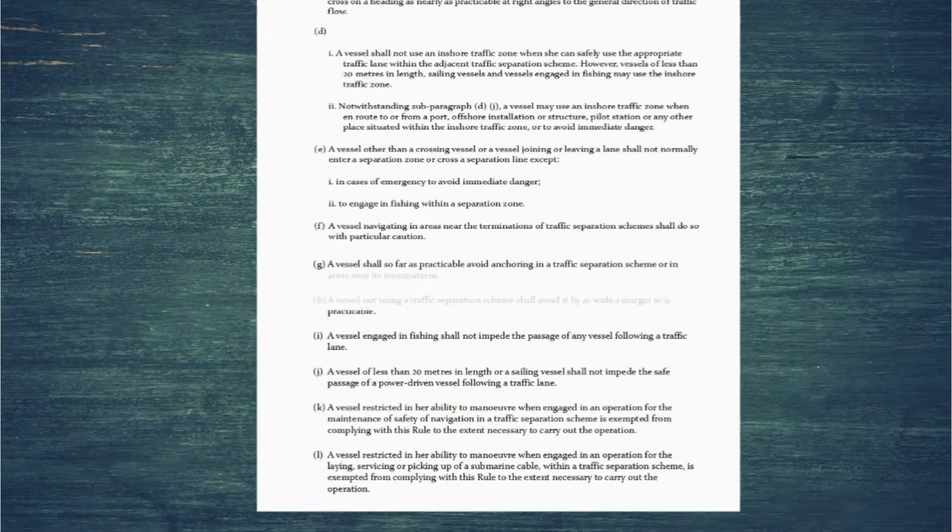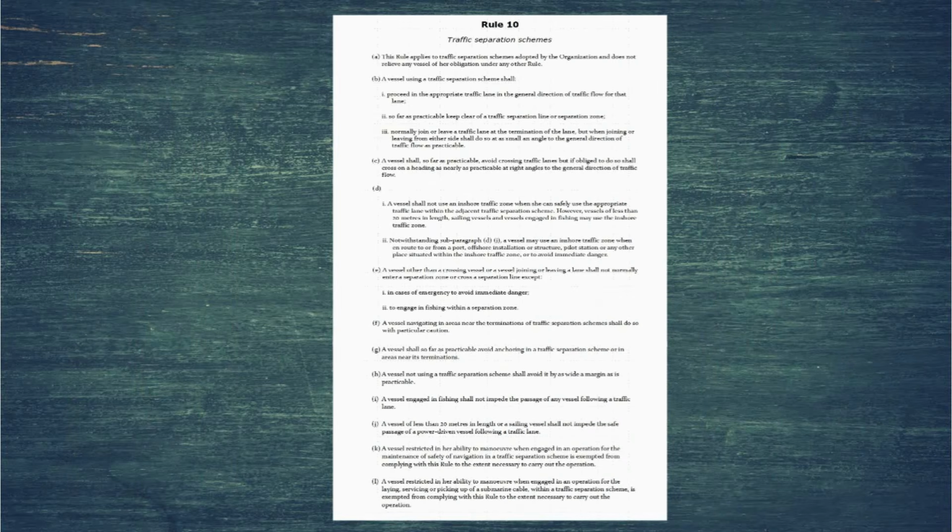And that brings us to the end of Rule 10. We've seen how traffic separation schemes are different to normal situations, but all the other rules still apply.